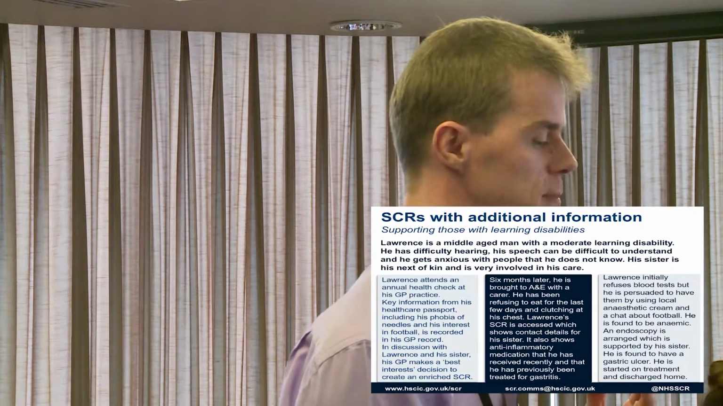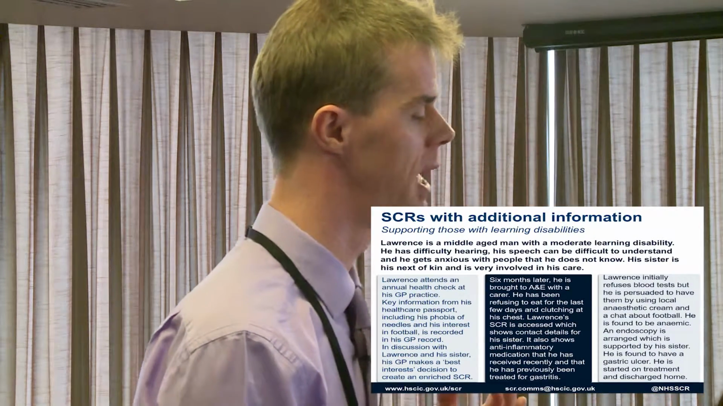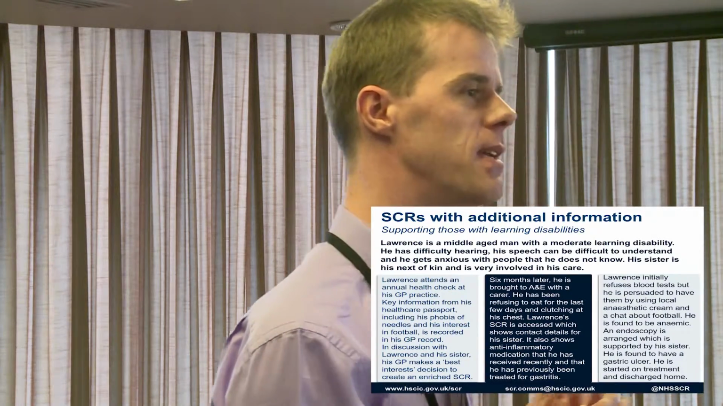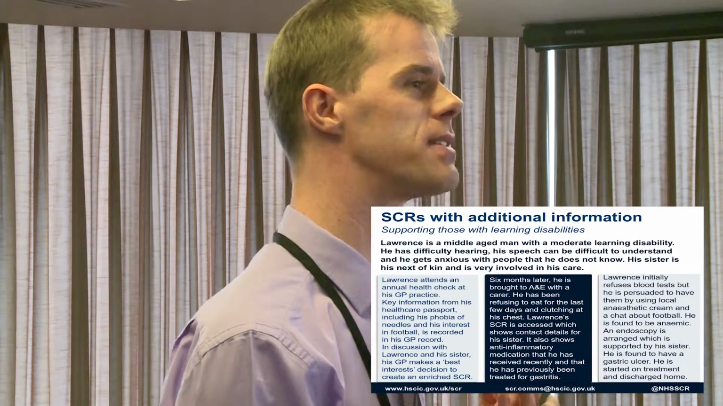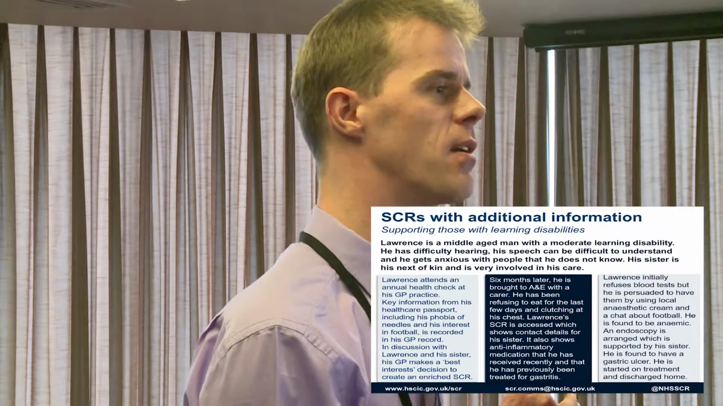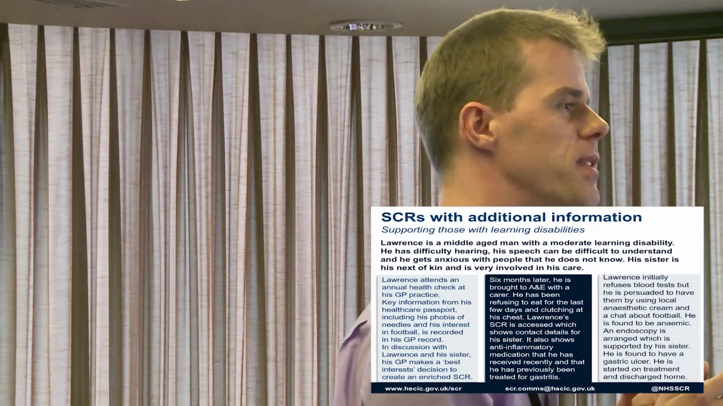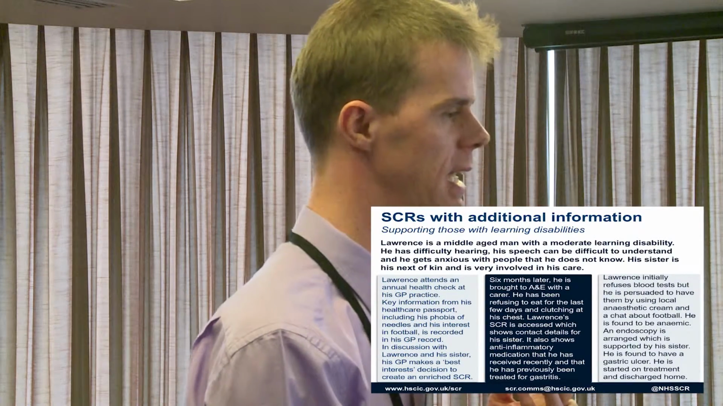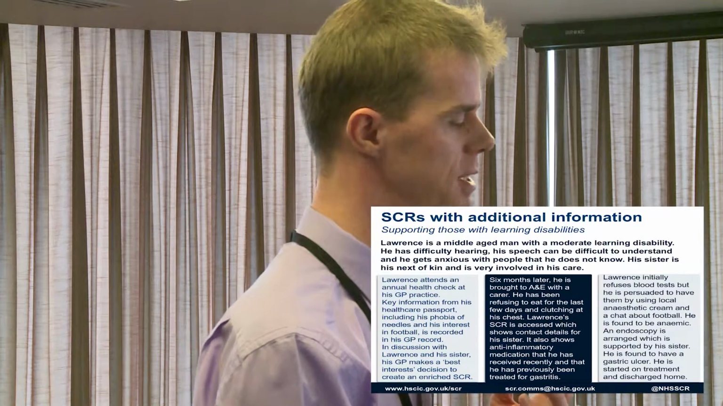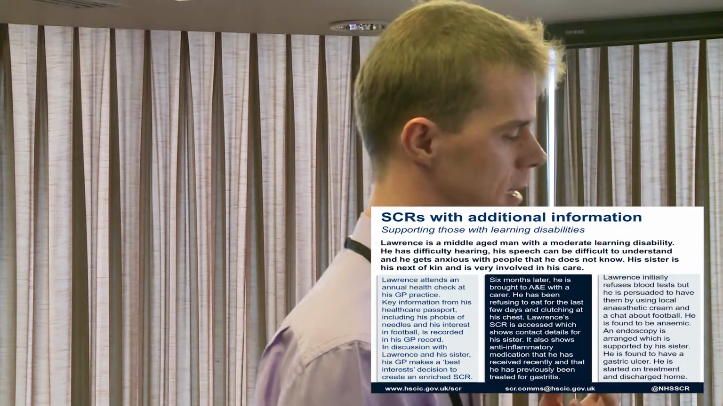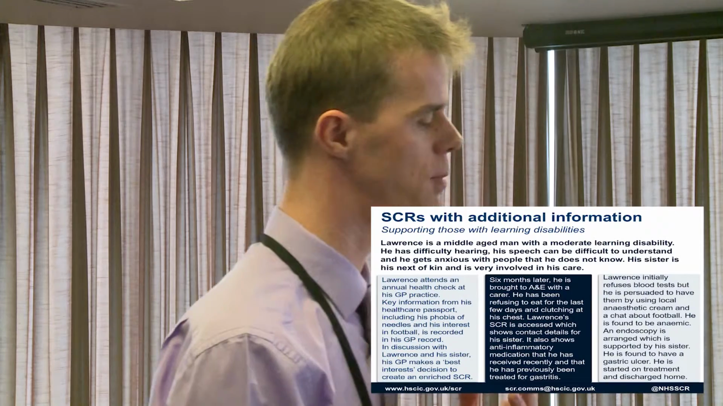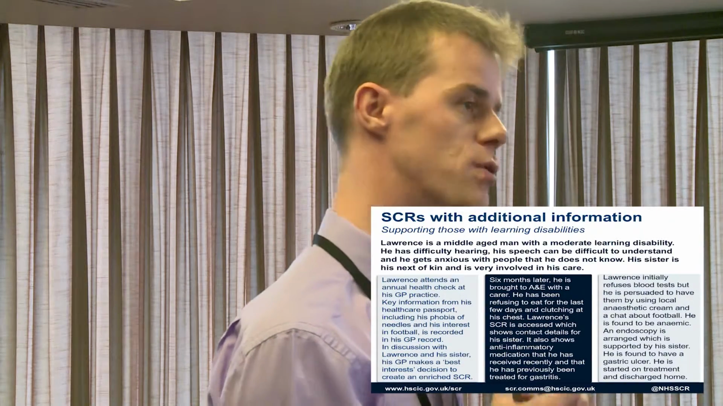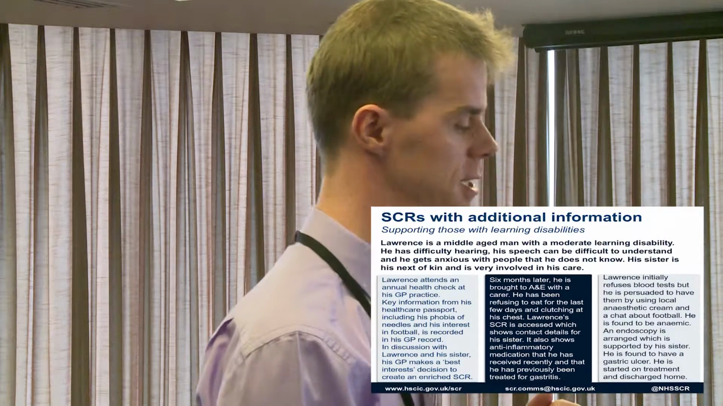Lawrence initially refuses blood tests, but he's persuaded to have them by using local anaesthetic cream and a chat about football. And he's found to be anaemic. There's something here about diagnostic overshadowing. So the clinician may put down these presenting symptoms to his underlying learning disability, and there is reduced access to diagnostics that occurs in this group as well. But here an endoscopy is arranged which is supported by his sister, and he's found to have a gastric ulcer, so treatment can be started and he's discharged home.